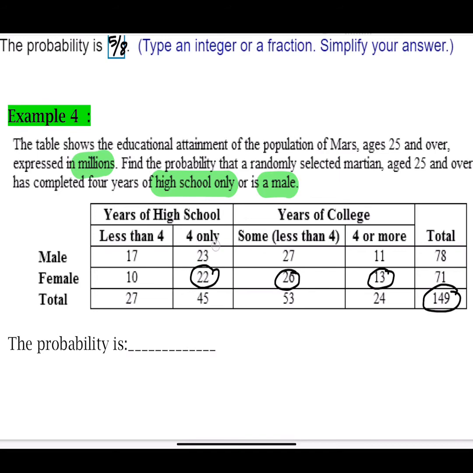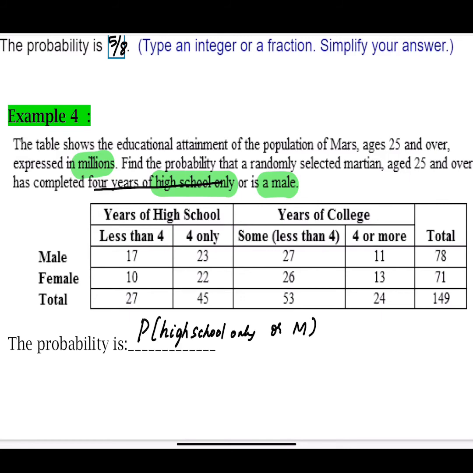So I'm going to go back to the problem and see what they're asking me. They're asking me the probability of high school only, and "only" is very important. High school only or is a male. So first question: can I have a person who has completed high school only and is a male? Yes, I can. Exactly 4 years of high school only and is a male.